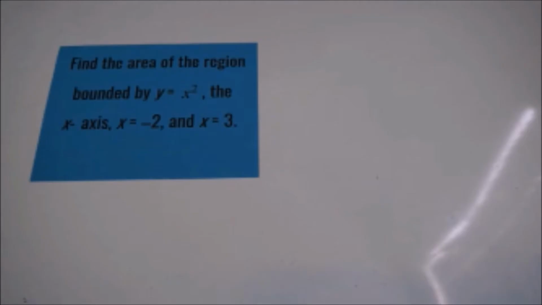Find the area of the region bounded by y equals x squared and the x-axis from x equals -2 to x equals 3.